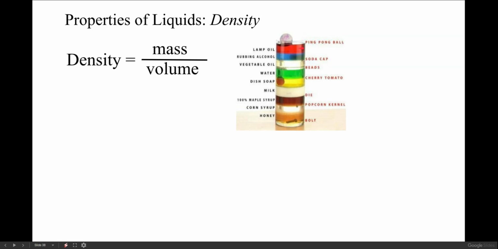Notice on top there's lamp oil. Whenever you hear oil, you should be thinking non-polar. But then there's rubbing alcohol. Now, all alcohols have a polar oxygen group. So non-polar, polar. So they don't mix because likes dissolve likes. These two are immiscible. But then here's vegetable oil. So it's a more dense oil than lamp oil. But if you were to mix these two oils together, they would stay together. They wouldn't separate out. And so what we have is non-polar, polar, non-polar, and then here's water, it's polar.